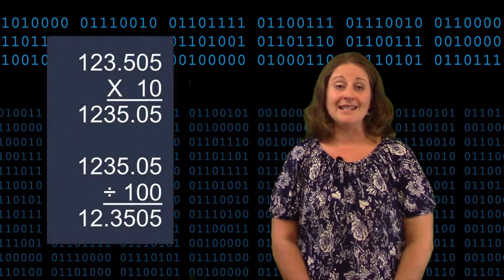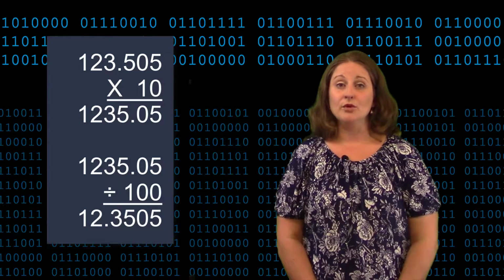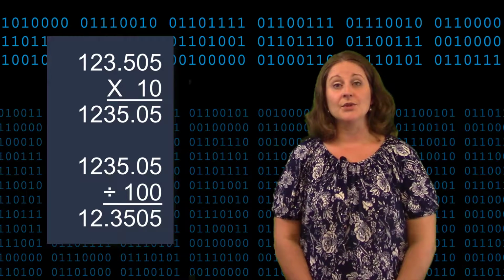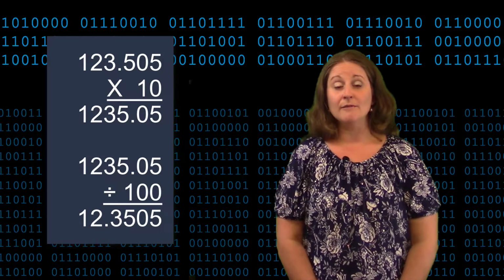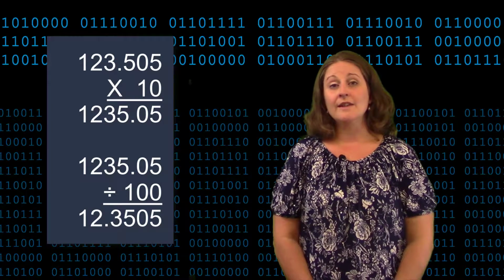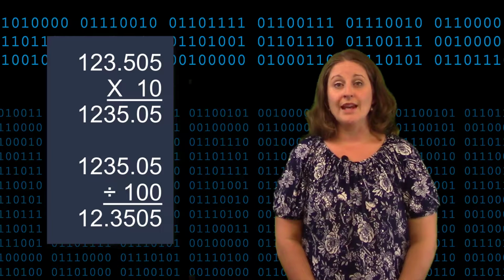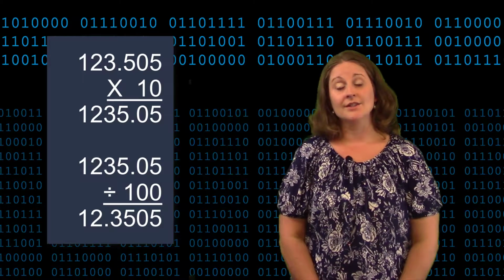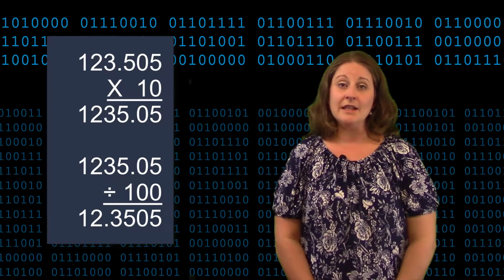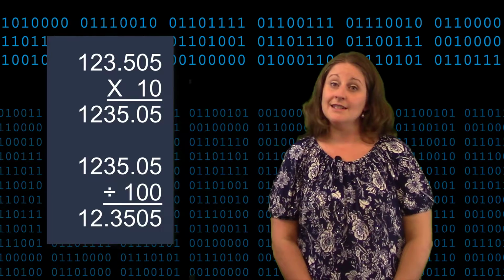For example, when the number 123.505 is multiplied by 10, the answer is a simple movement of the decimal point to show the answer of 1235.05. If we then divide this number by 100, the decimal point floats to show the answer as 12.3505. The actual sequence of numbers never changes. The decimal point just floats.